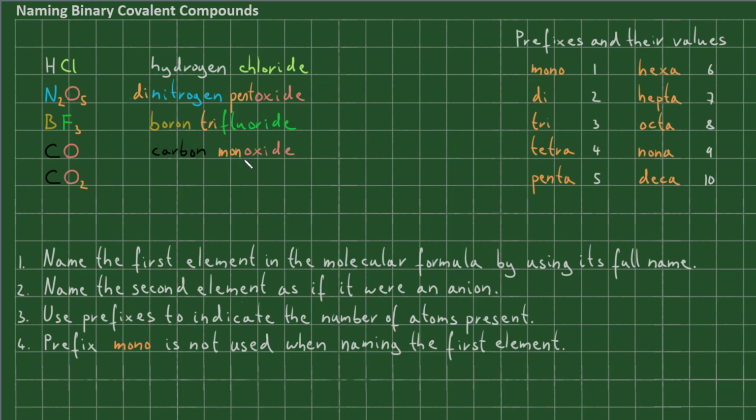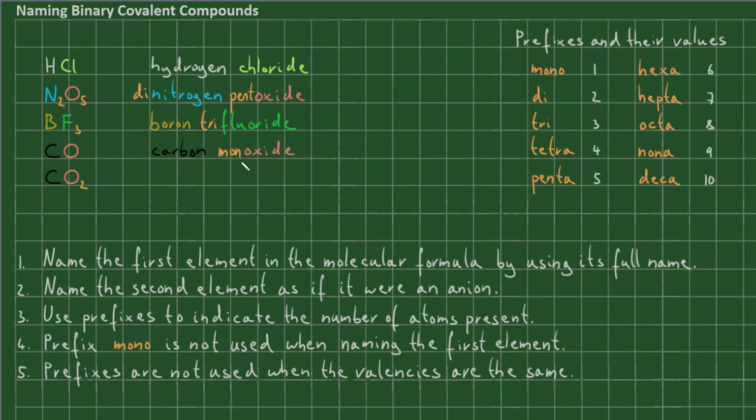At this stage you might say, hold on, what about hydrogen chloride? How come that is not hydrogen monochloride? Well, that is because prefixes are not used when the valencies are the same. Recall that hydrogen and chlorine have the same valency. They do not have the same number of valence electrons, but they do have the same valency. And in such cases, we do not use the prefixes.